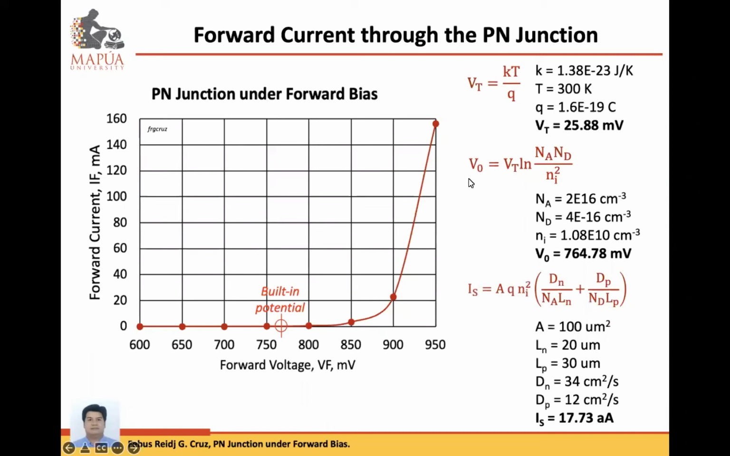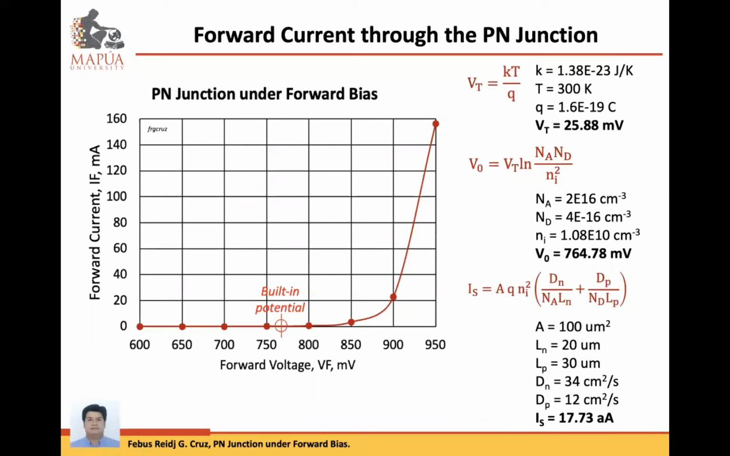From there, you can also get the saturation current. Let's say these are the given parameters. We can calculate the saturation current equal to 17.73 attoamperes. So, take a snapshot and then try to calculate for yourselves, and let us see if we get the same answers. Para sure tayo na pareho tayo ng style ng computations, okay?